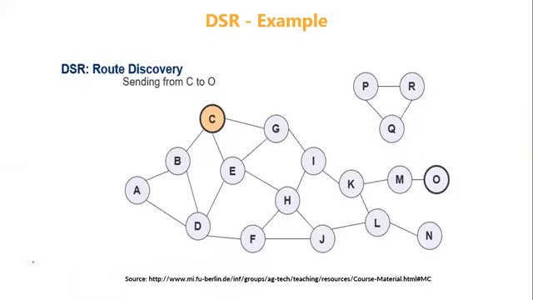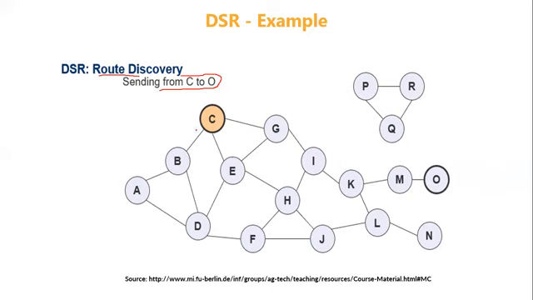Here is another example which shows graphically how the dynamic source routing algorithm works. So consider this graph as a network of ad hoc nodes. Say we want to identify the path from C to O. Say the node C wants to discover the path to O. So the route discovery, how will it send? Here we consider all links as symmetric links.